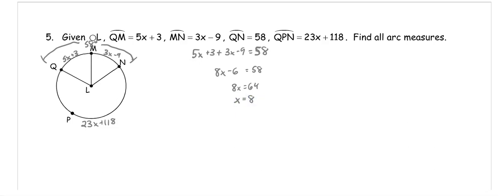Then once we found x is 8, it wants us to find all of our arcs, so we can substitute in. 5 times 8 plus 3 is 43. 8 times 3 minus 9 is going to be 15 degrees. And then the last arc, 23 times 8 plus 118 will get us 302 degrees.